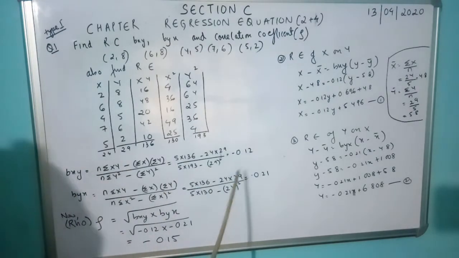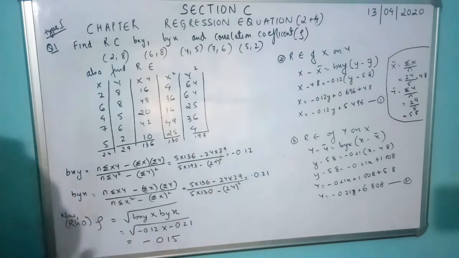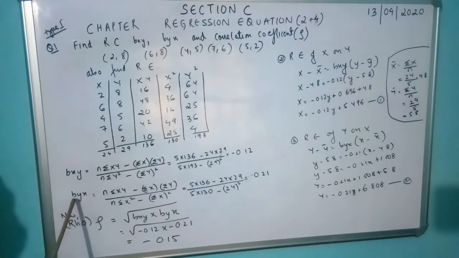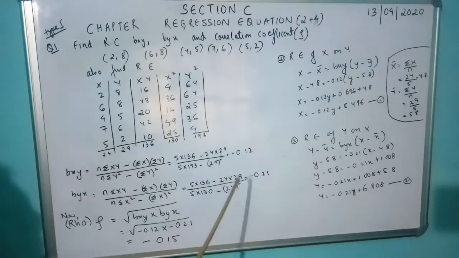Okay, so once you calculate this, the value you should get is minus 0.12. Two points of decimal is more than enough. Similarly the same thing for byx. This is the regression coefficient of y on x. So you get minus 0.21. You can see the working, I've done it.